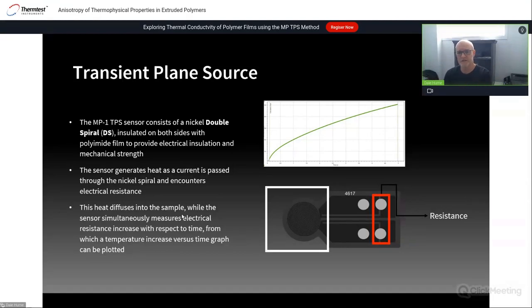That's how the raw data is generated: we're recording the heat of diffusion as the heat is being pulled away from the sensor and diffusing into the sample, and looking at the electrical change in resistance. Therefore, the lower the slope, the more conductive; the higher the slope, the more insulated that sample is.